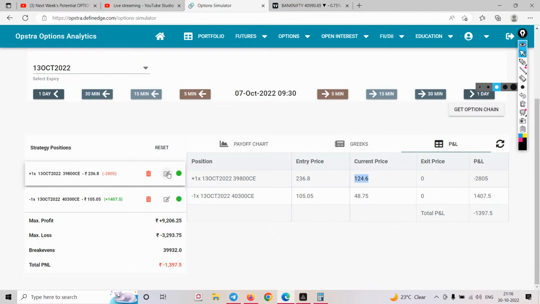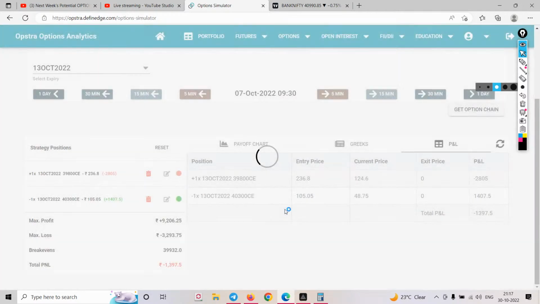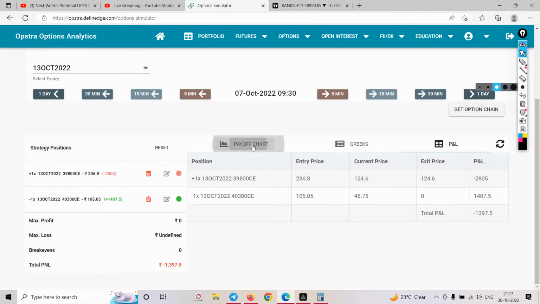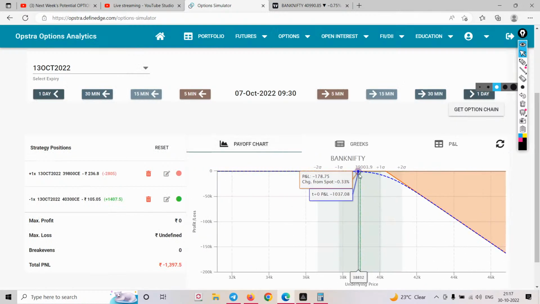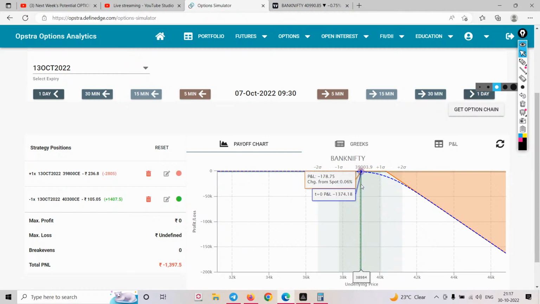What I'll do is exit my buy position with the loss. Simple, because I bought it for 236 and now the premium has become 124. So now I'm just exiting this. Now my payoff will look something like this. I have my only sold position open, I have exited my buy position. So now to convert it back to a strangle, what do I have to do?